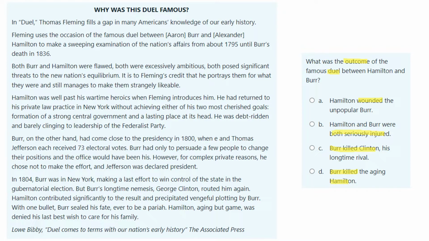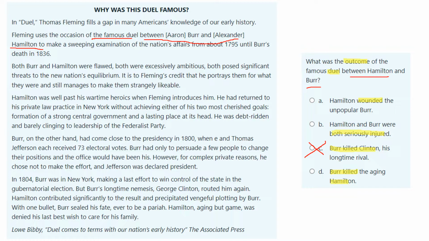So we notice that A, B, and D all talk about Hamilton and Burr, but answer C talks about Clinton. Well, the question says between Hamilton and Burr. And if we look at the beginning, the second paragraph, there is a famous duel between Aaron Burr and Alexander Hamilton. So Clinton is not included in the duel. We can remove answer C.